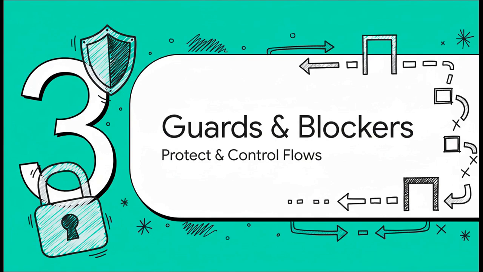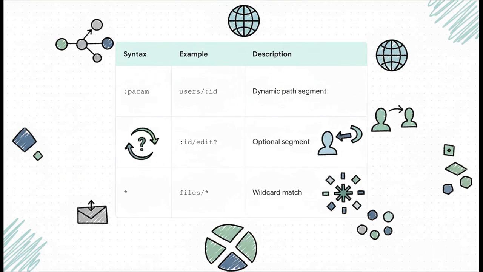I'm talking about guards and blockers. These are what you'll use to build really solid professional user experiences. But before we dive into those, it's good to know how Unrouter actually matches the paths. And the great news here is, if you've ever done any web dev, this is going to look super familiar.